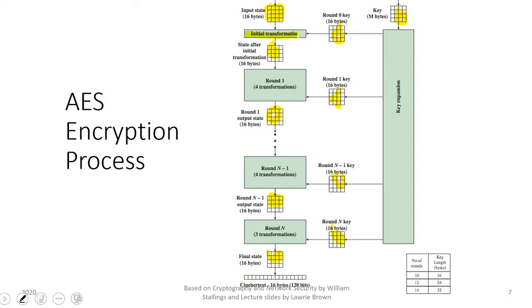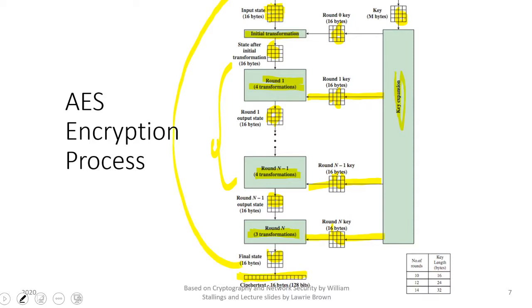Then we will do the initial transformation with the round 0 key. Then we will go into round 1 and up to round n-1. It is the same process, except for the final round, where we have 3 transformations. All the other rounds will have 4 transformations. The key expansion will provide the round keys for each of those rounds, and finally we will produce the ciphertext of the same length as the plain text. So that is the basic AES encryption process.